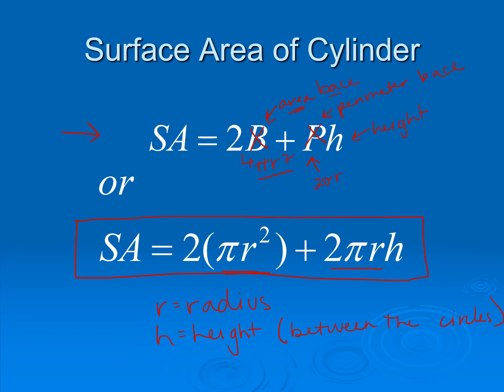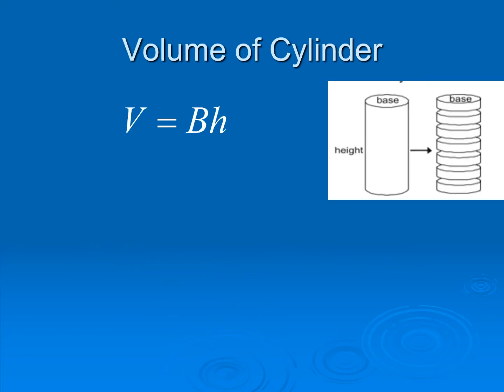Make sure you take a second to get this jotted down and understand what it means, because as we jump forward, we're going to use it to find the surface area of a cylinder. The other formula we have to talk about is the volume of a cylinder. Just like a prism, we could use big B times H, where big B stands for the area of the base and H stands for the height.